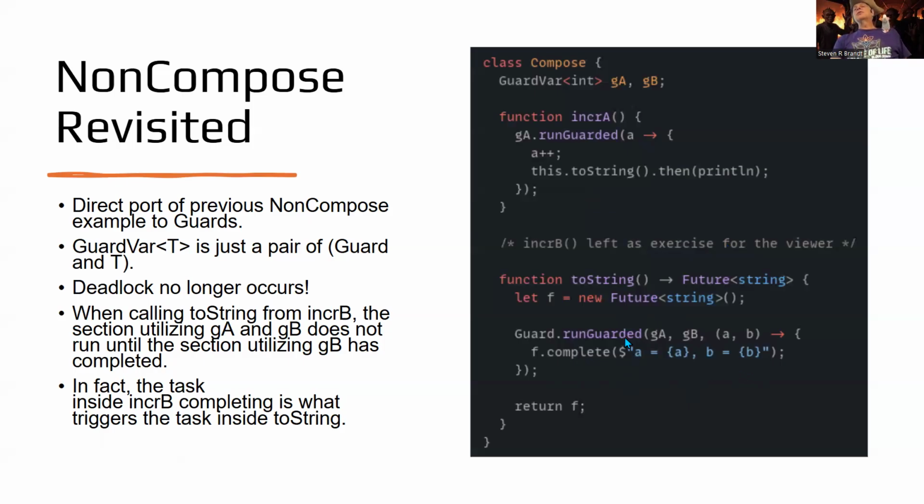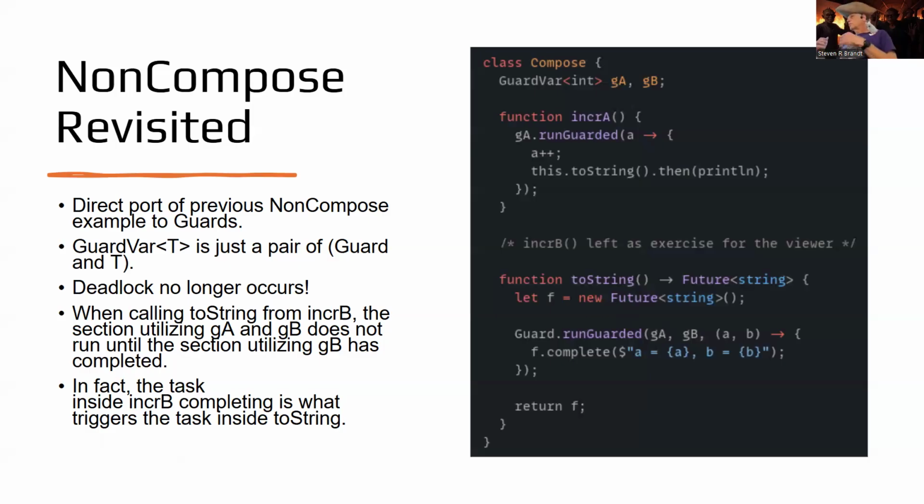Okay. And so you run guarded, you get the guards for A and B. And when you get the guards for A and B, it gives you access to the values inside the guards. And then you can print them or modify them or whatever. But when this Lambda function runs, you don't know. It's going to run when it can. And that's the thing that makes it work, right? Instead of running it now, it runs when it can. And that prevents all the problems that we had before.